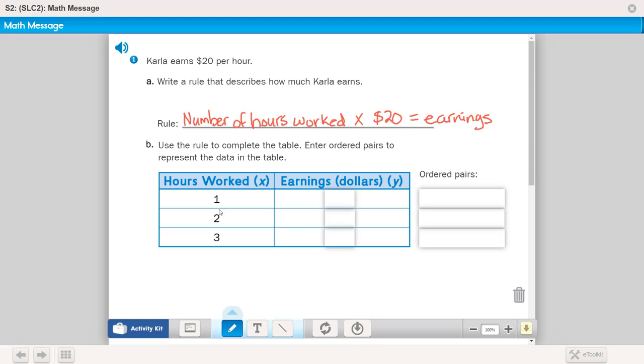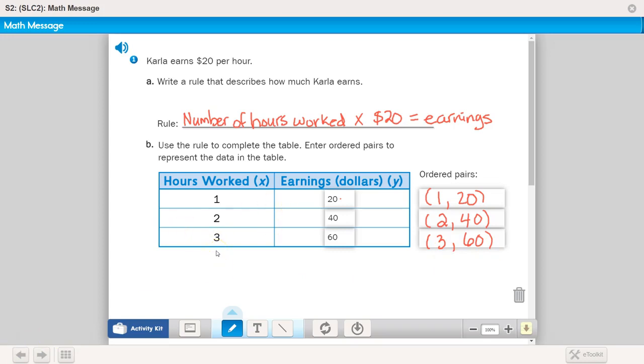So if Carla worked 1 hour, that means she would earn $20. If Carla worked 2 hours, she would earn $40. And if Carla worked 3 hours, she would earn $60. The ordered pairs for this table would be 1 and 20, 2 and 40, and 3 and 60.